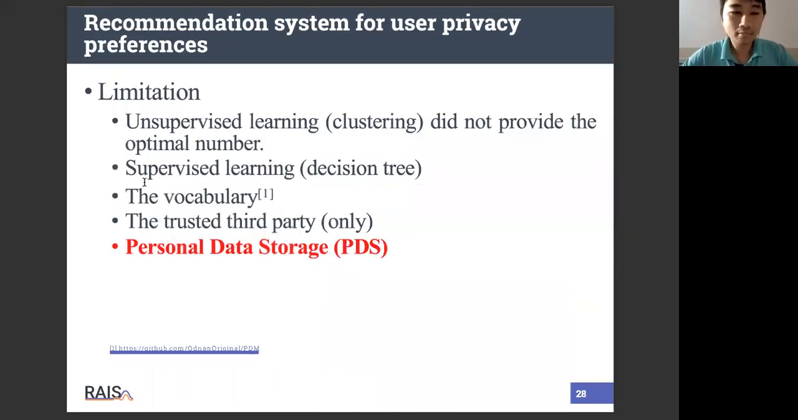So now go to the limitation. As I mentioned, they apply two different steps of learning. The first is clustering learning and the second is decision tree learning. The first is for clustering the group of users, and the second is to find the best cluster for the new user in the test phase. And they did not show the reason why they apply this algorithm, or they did not compare with other scenarios or other approaches.